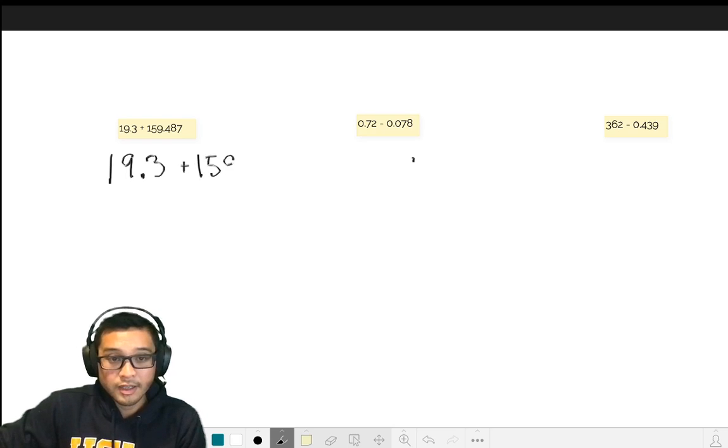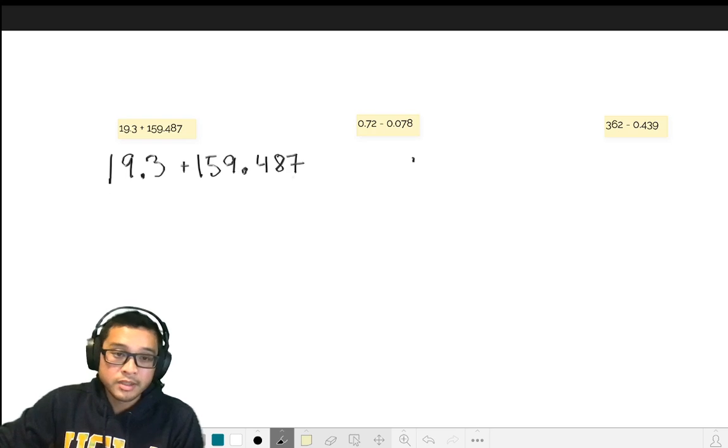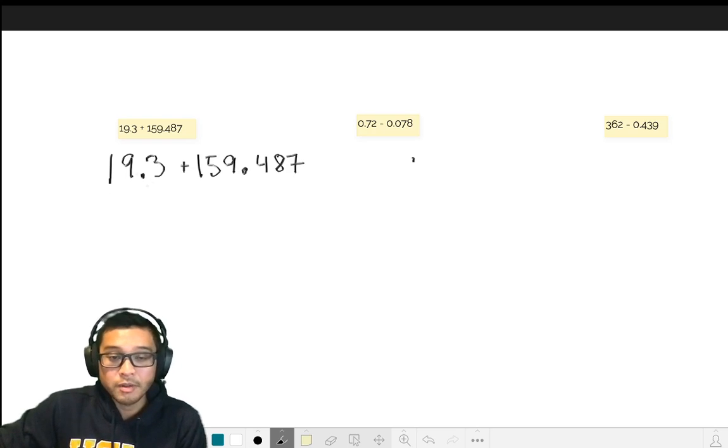159 and 487 thousandths. Okay, so the first thing you're going to want to do when we're adding decimals or subtracting them is we want to line up the numbers by the decimal point. Okay, so here's what I mean by that.